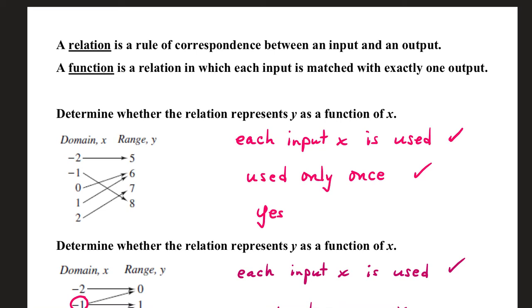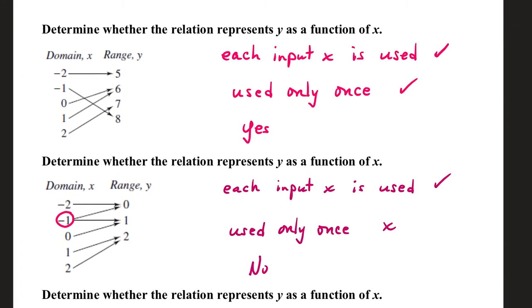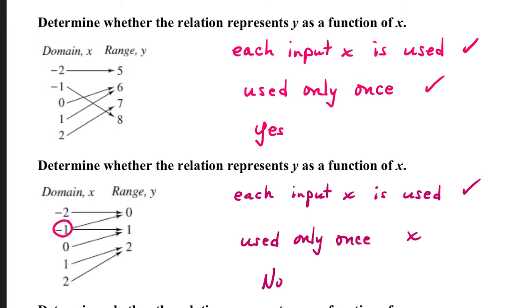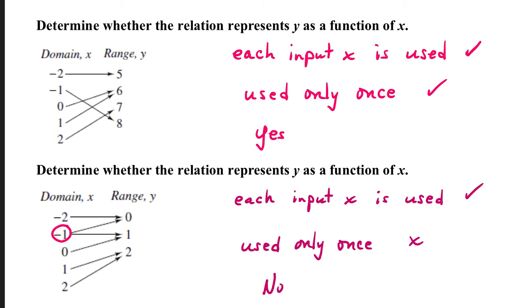A relation is a rule of correspondence between an input and an output. A function is a relation in which each input is matched exactly with one output. Let's look at these two examples. We have two cases of domain and range. In functions, these are x values and y values.